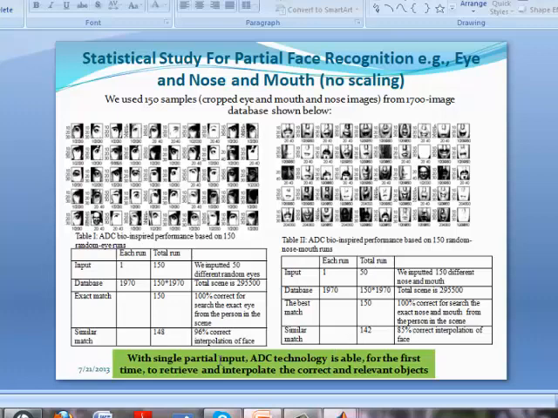But remember in this case, with a single partial input, our technology is able for the first time to retrieve, interpolate the correct and relevant object. That's what it's about. But here, I just show you that there's no scaling. But let's see how the scaling works.